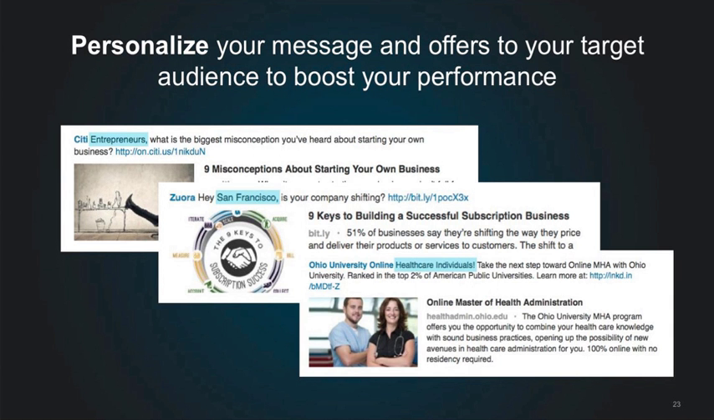First, we'll look at how to personalize your content. Here are some great examples of brands who use direct sponsored content to call out the specific target audience that this content is targeted to. So you'll see Citi calling out specifically to entrepreneurs, and you'll see the second example address San Franciscoans, and lastly, Ohio University specifically speaking to healthcare individuals. This makes it extremely relevant to the audience receiving this message, and they're more likely to stop in their feed and look at it because they feel that it's personally meant for them.